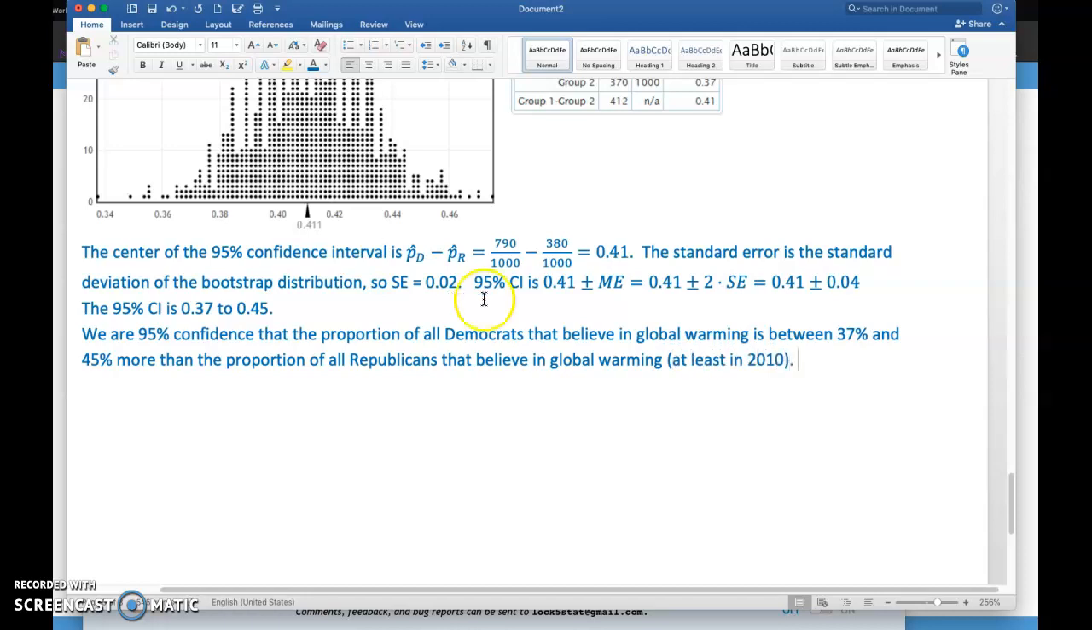That's when the study was done. So this data is old. These numbers, most likely, will be very different right now. But again, the idea is we are 95% confident that the proportion of all Democrats, so I want to refer to the entire population, that believe in global warming is between 37 and 45% more than the proportion of all Republicans. So there's kind of a lot to unpack here, just in these two numbers. If I were you, I would write this down on a piece of paper, and make sure that it makes sense to you.